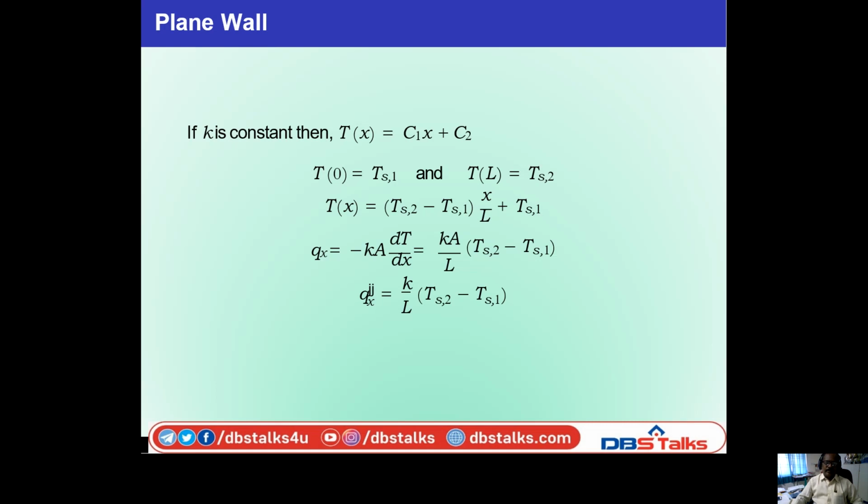If you apply these boundary conditions in the temperature distribution equation, we get two equations. Those two equations simplify to give C1 and C2. Substituting C1 and C2, we get T of x equal to (Ts2 minus Ts1) times x by L plus Ts1. This is the temperature distribution equation in a plane wall.